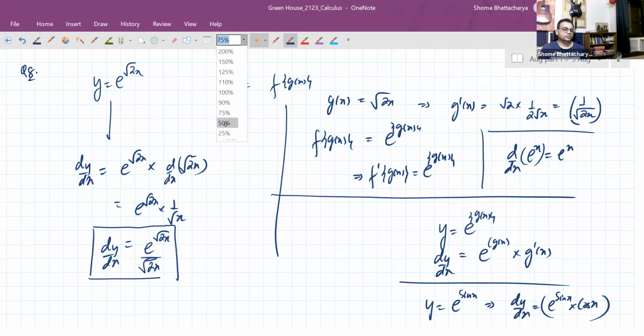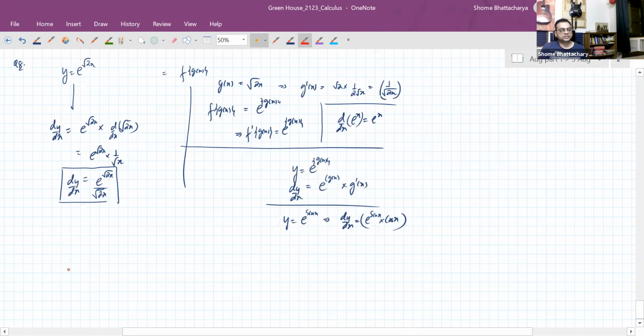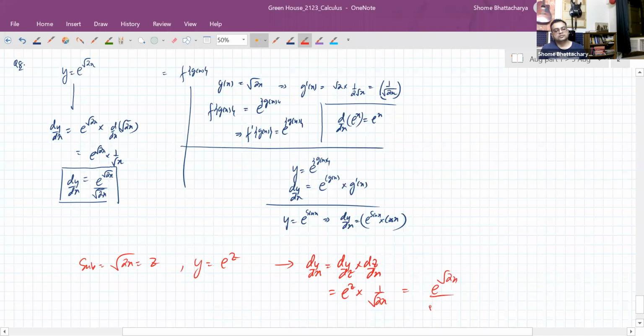Okay. And of course, you can always go with the substitution method. You can substitute root 2x as z. So y becomes e raised to the power z, and then use the chain rule. So see that this becomes e raised to the power z into 1 by root 2x. All right. So that's the 8th question.